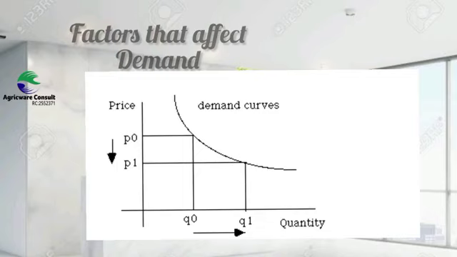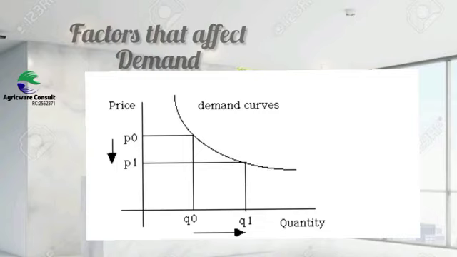The last one, anticipated changes in price in the future. Just as I said, the example of rice. Now it is going to be festive season and you have the money at hand. It is still maybe 30,000 naira per bag, but in the festive period it will become 60,000. That's the anticipation that, oh, I'd rather buy now than pay double in two weeks' time. That is how it can influence your demand.